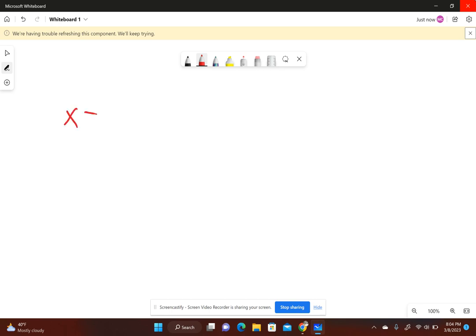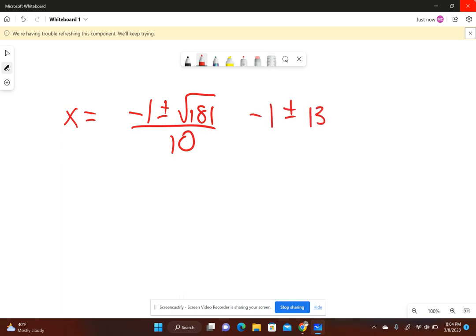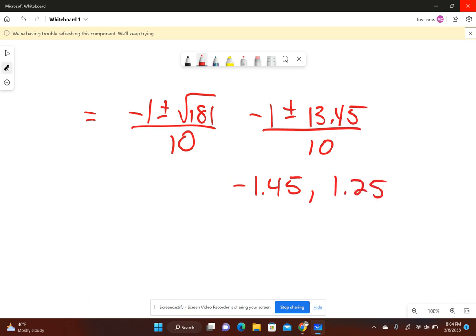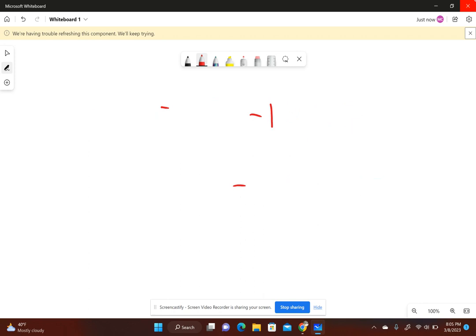So hopefully you got x equals negative 1 plus or minus the square root of 181 over 10. And that ends up being negative 1 plus or minus 13.45 all over 10. And that ends up being negative 1.45 and 1.25. Okay, so now we're going to do number 5, the last problem. Number 5 is negative 5x squared plus x minus 13 equals 0.